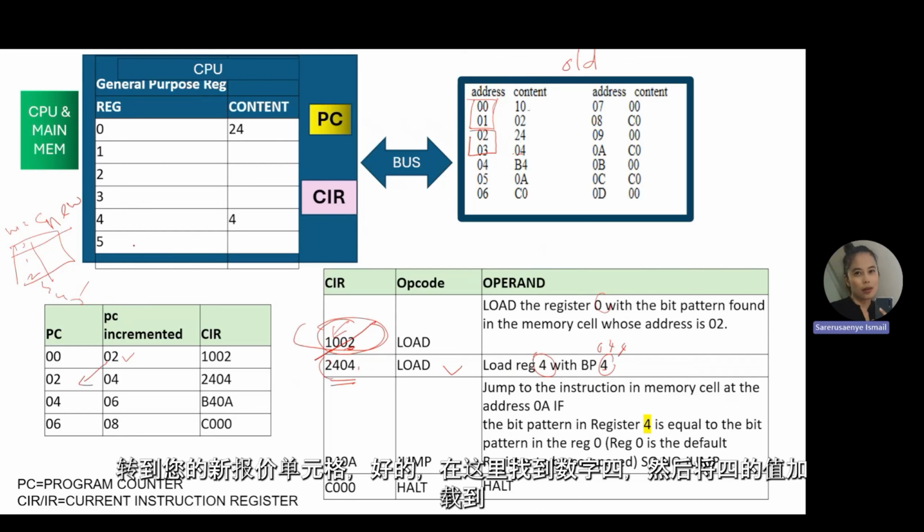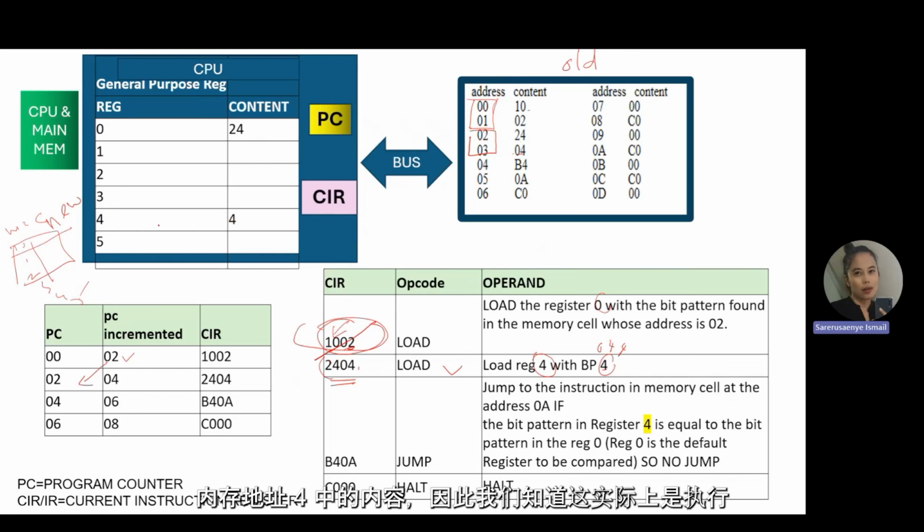Go to your new cell. Okay, find the number 4 here and then load the value in the content of this memory address number 4. So we understand that this executes the second operation, which is the instruction 2404. And we keep doing that until the end, until the computer machine halts.